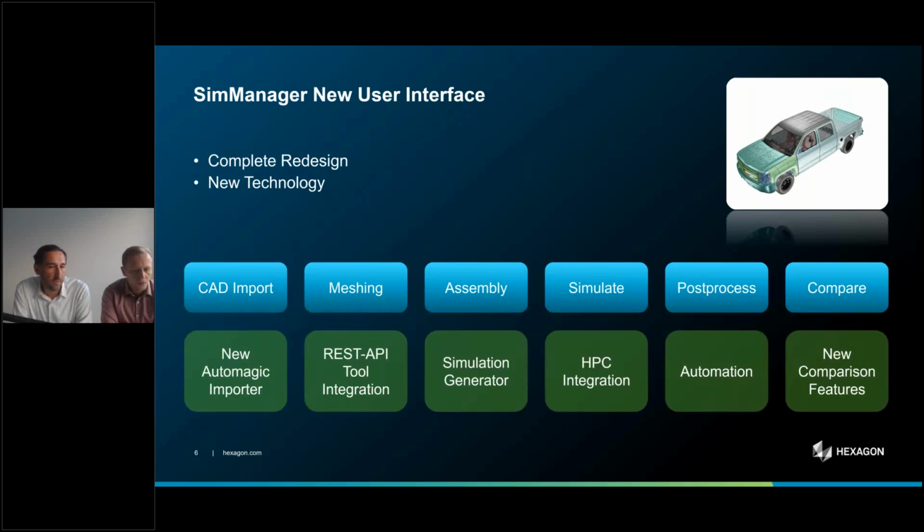For the CAD import, we will show the new automatic importer that allows you to have template or process-based import mechanisms tailored to customers' needs. In the meshing part, we will use the REST API and show a tool integration with the client-side tool. For the assembly, we will show the simulation generator. In Simulate, we will cover a bit about HPC integration, and after the automated post-processing, we will have a deeper view of the new compare mechanisms of the new SimManager user interface.